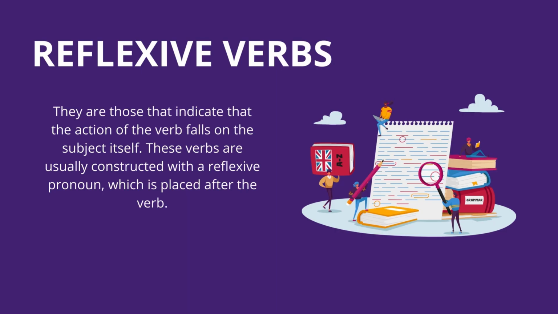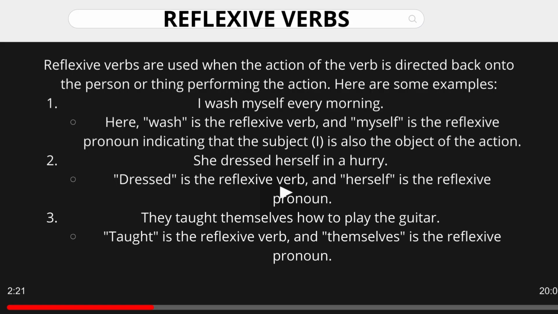Reflexive verbs. They are those that indicate that the action of the verb falls on the subject itself. These verbs are usually constructed with a reflexive pronoun, which is placed after the verb. Reflexive verbs are used when the action of the verb is directed back onto the person or thing performing the action.